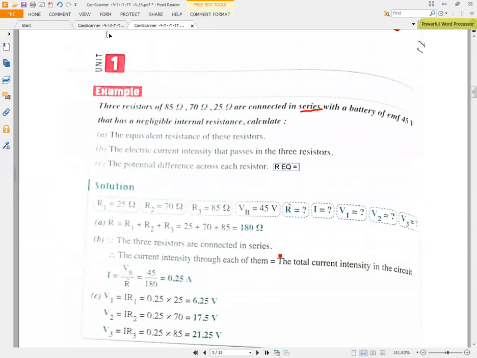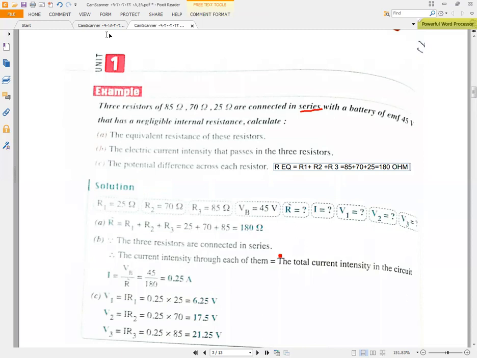Equivalent resistance equals R1 plus R2 plus R3. Equals 85 plus 70 plus 25. The summation of them equals 180 ohm. The measurement of the resistance is 180 ohm.